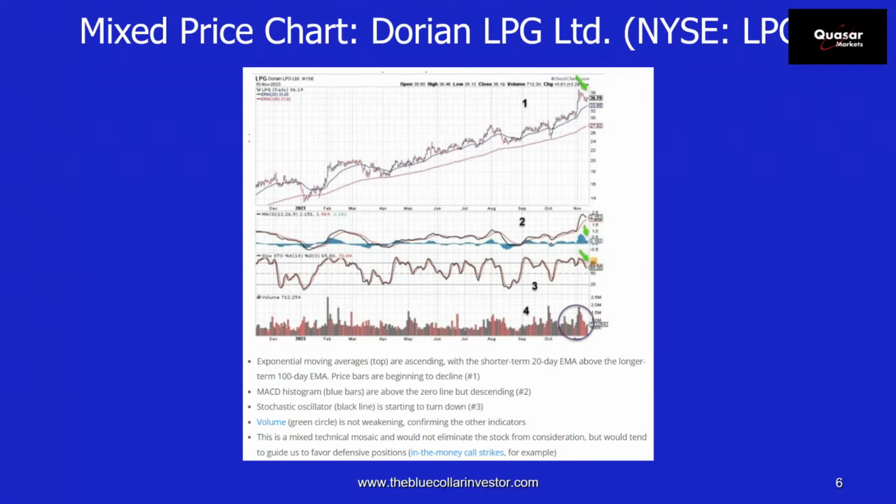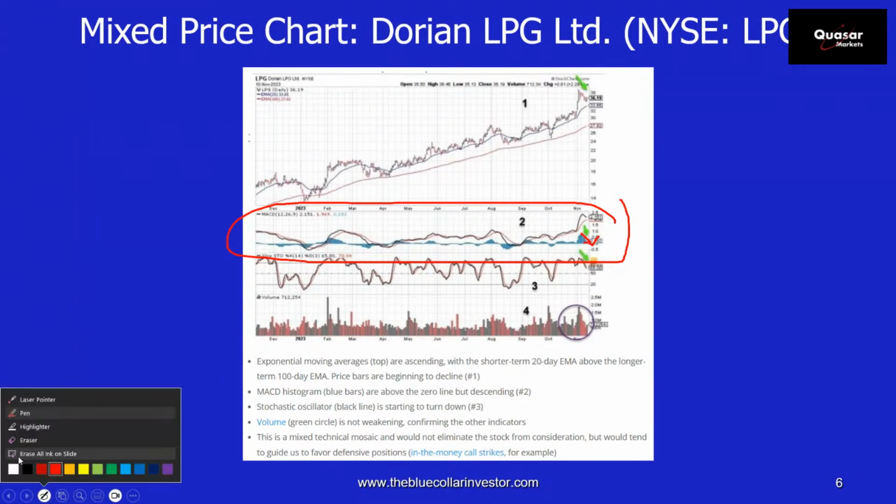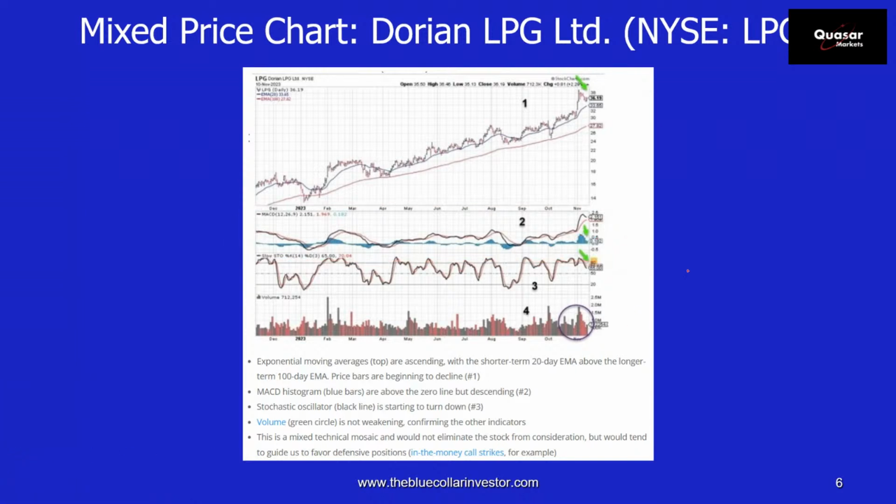So now let's look at the MACD histogram. Now it's a little hard to tell, but where that green arrow is in the middle, that is barely above zero. And you could see that those blue bars are beginning to descend in the same way that the price bars are beginning to move down on the top. So we got two bullish signals, but both of them beginning to show perhaps signs of weakness.